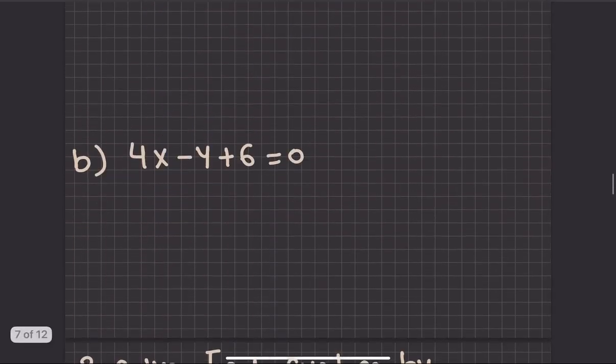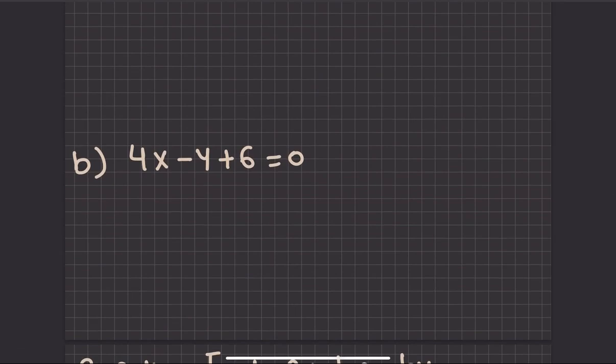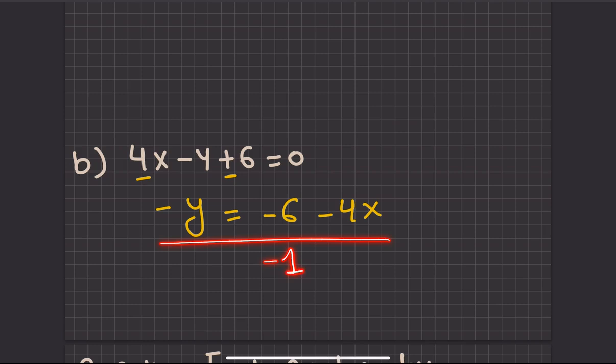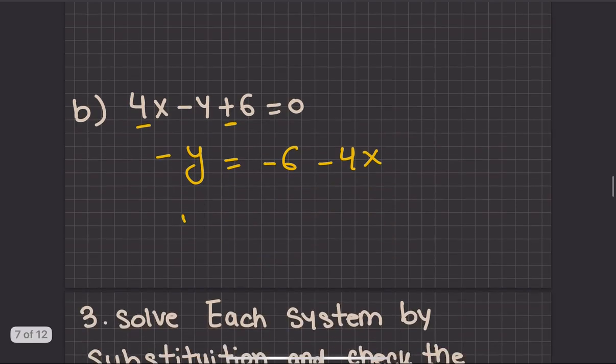B, 4x minus y plus 6 equals 0. So I'm going to keep the minus y here. I'm going to write down minus y equals, but 6 and 4x go to the right side. Both of these numbers are positive, so it's going to be equal to negative 6 minus 4x. I'm going to divide the whole thing by minus 1 in order to have just positive y. I don't need negative y. I'm solving for y, so y equals 6 plus 4x. This is my answer.